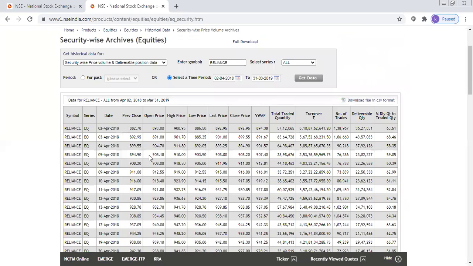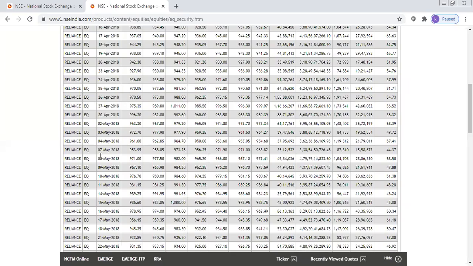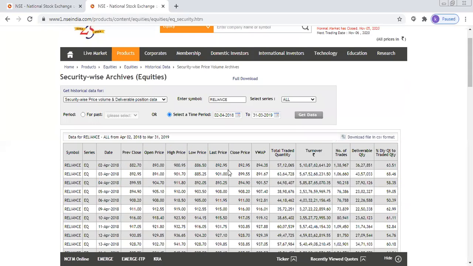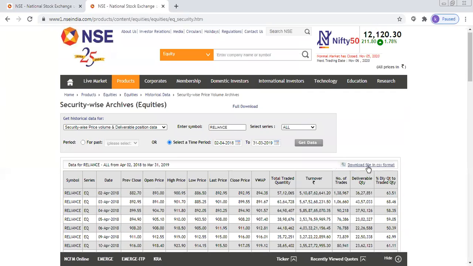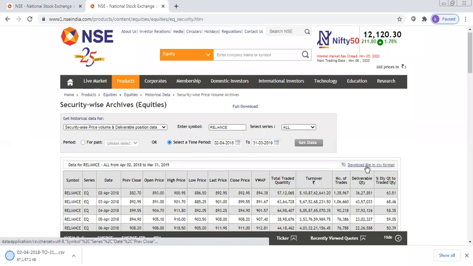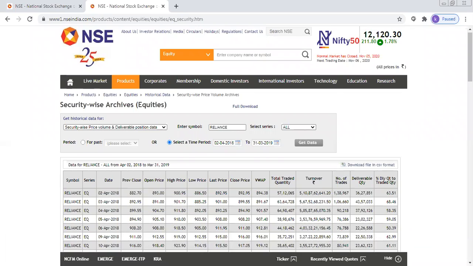The moment I say get data, a lot of data comes into picture. Can you see this? A lot of data comes into picture. Now what you need to do, there is a file here called download file in CSV format. Just download this particular file. The moment you download this file, it is opened as a CSV file. It can open in Excel.